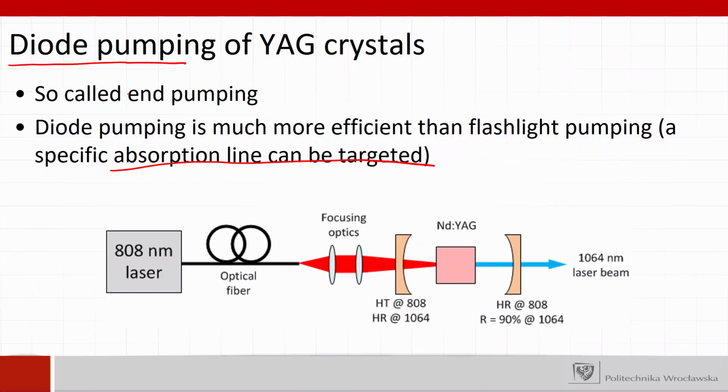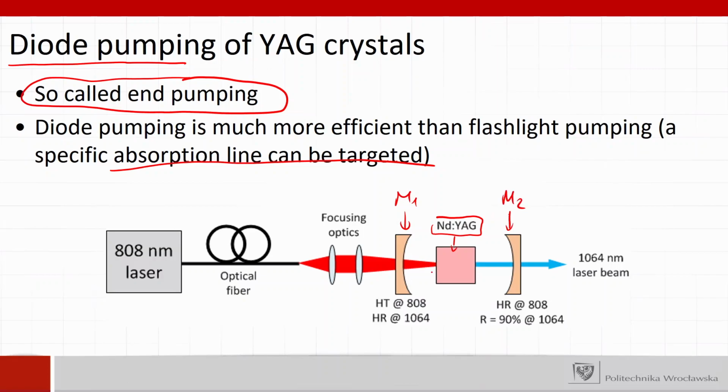One of the pumping schemes is so-called end pumping. End pumping means that we pump the crystal from one of the ends. You can see it in the example here. We have our neodymium crystal, the neodymium YAG crystal here. The crystal is placed in a resonator, so we have two mirrors. First mirror here, and the second mirror here.